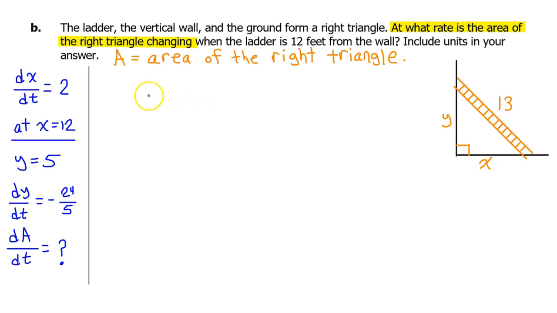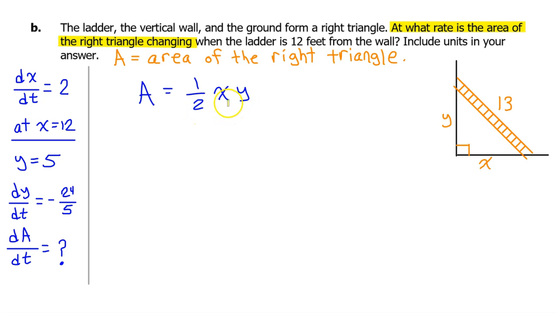We are going to need a relationship that we can differentiate, and it must involve area. So what is the area of this triangle? We know that the formula for the area of a triangle is 1/2 base times height. In this case, the base is x and the height is y. So A equals 1/2 x y. So let's take the derivative of both sides of this equation with respect to t to make dA dt show up. Be careful, we are going to need the product rule.